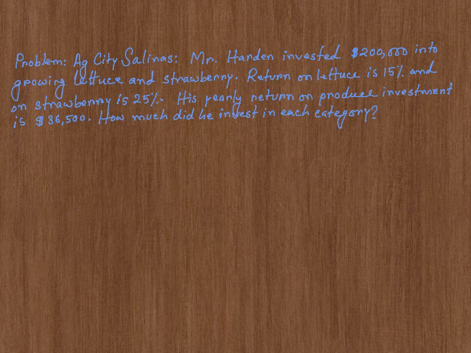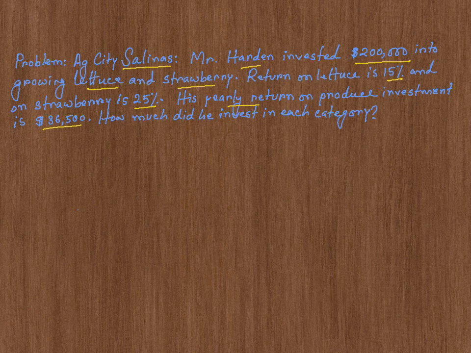In this problem, I'm going to talk about the produce business a little bit in the city of Salinas, California. It's an agricultural city, or ag city. So Mr. Harden invests $200,000 into growing lettuce and strawberry. Return on lettuce is 15% and return on strawberry is 25%. His yearly return on produce investment was $36,500.